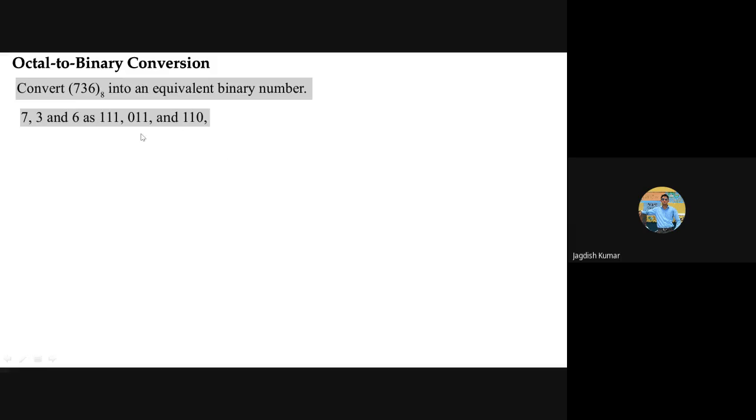So once we have the triplet of bits corresponding to each digit, for every digit here you have to assign a set of 3 bits. Make sure you assign a set of 3 bits. Then all these triplets written together constitute the binary equivalent of this number. So what is 736 in binary form? 736 in octal form is, in binary form, 111 011 110 to the base 2.